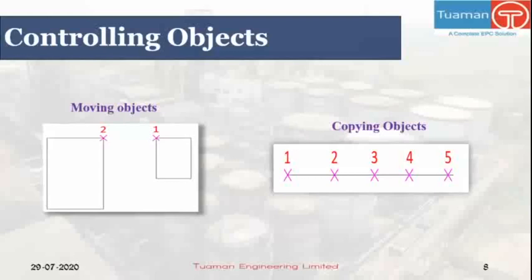Just like the move command, after running the copy command, the easiest available method to copy an object is by selecting a first point 1 from where the object is going to be copied, known as the base point, followed by the second point 2 where the object is going to be created.